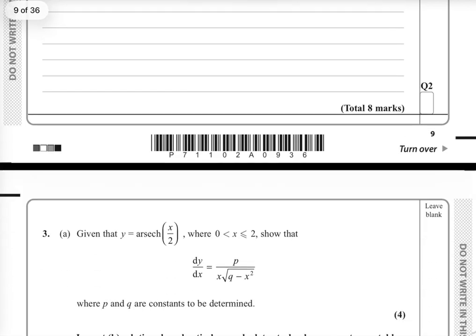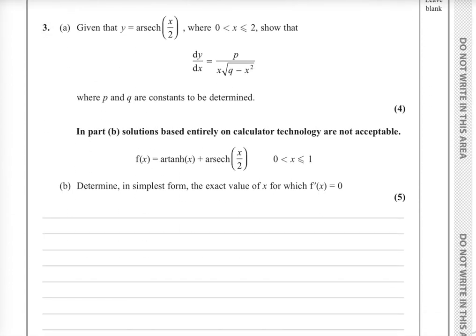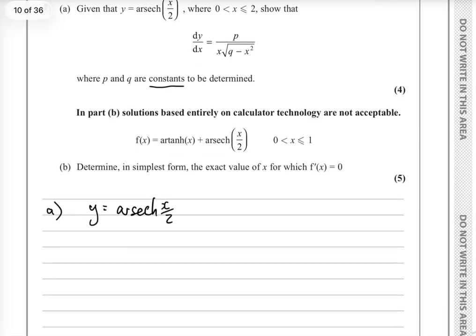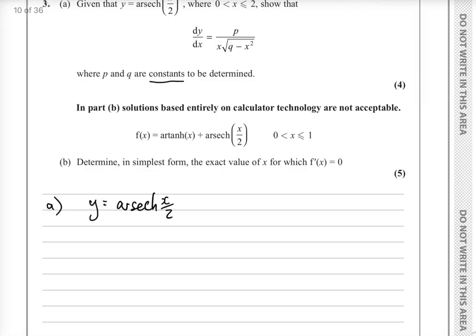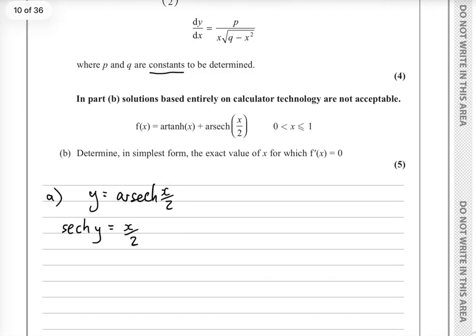On to question 3. Given that y equals r sec x over 2, where we've got a limit on that from 0 to 2, show that this is true where p and q are constants, but not necessarily integers, to be determined. Okay, we start with y is equal to r sech x over 2, and the first thing I'm going to do is bring that sech onto the left, and then we can differentiate.